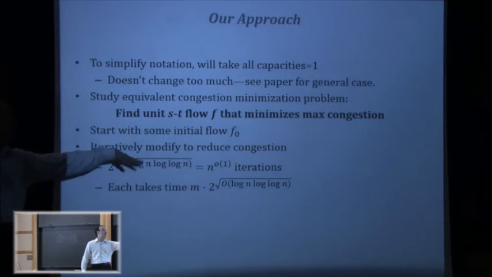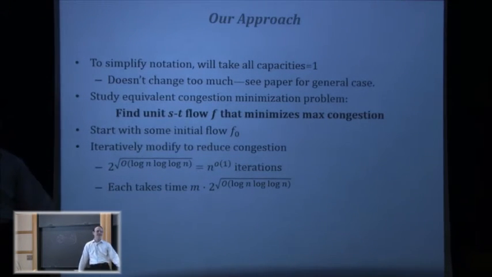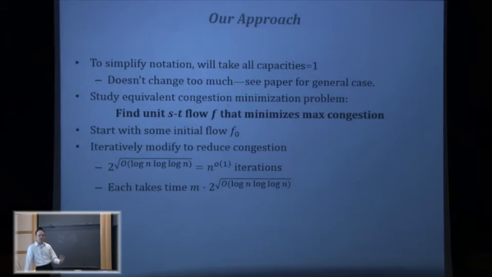It's 2 to the root log n log log n. The way to think of 2 to the root log n is to take a log of it. You'll see that it's between polylog and a polynomial. So it's strictly less than any polynomial, but strictly more than polylog. So I'm just going to write n to the little o of 1. Each iteration takes m to the 1 plus little o of 1 time, and the number of iterations is n to the little o of 1. So that gives you the asserted result.